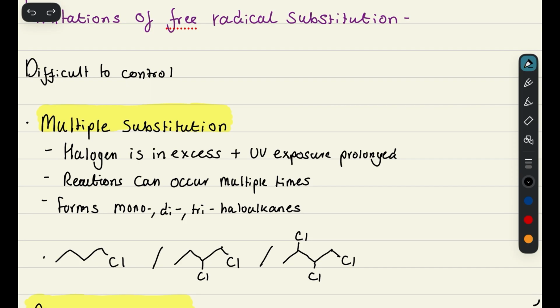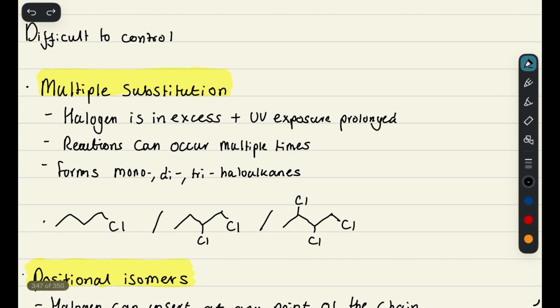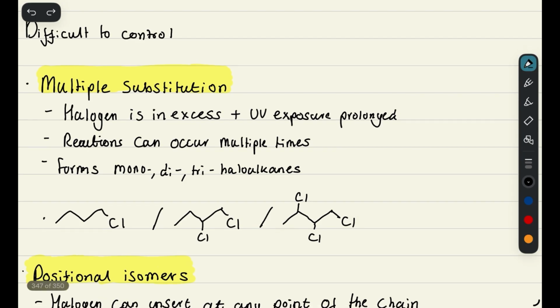Remember, one of our termination products literally is the halogen. So why can't the bond undergo homolytic fission again? Yeah, no reason why it can't. So you can form mono, di, or tri, or even tetra alkanes. We've shown different examples here where I've used butane. So we have examples where there's 1 chlorine, 2, 3. A lot of stuff can happen.